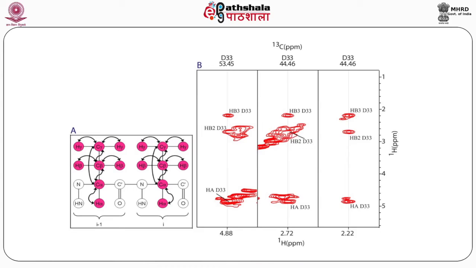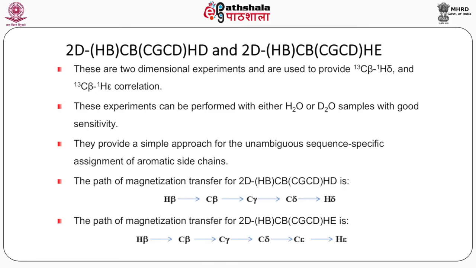Sometimes when a CG or a CD has two protons attached to it, or there are two CGs, it is difficult to tell which proton chemical shift corresponds to which carbon chemical shift. This is clarified by looking at the diagonal and cross peaks in the HCCH TOCSY strip plot.